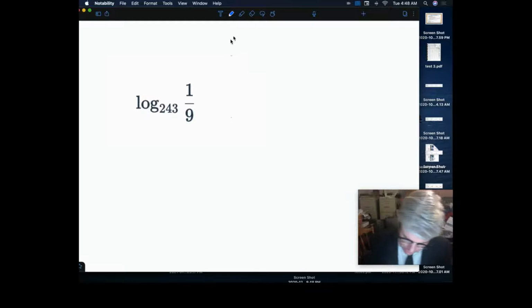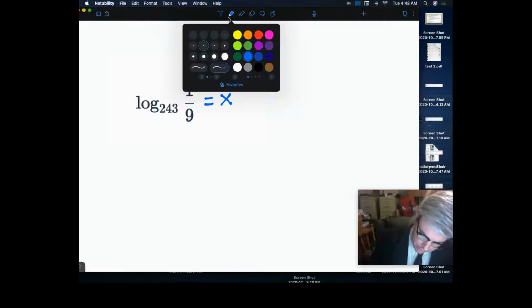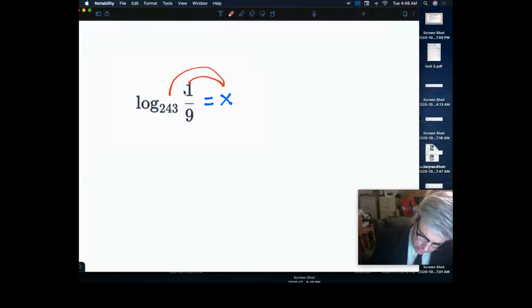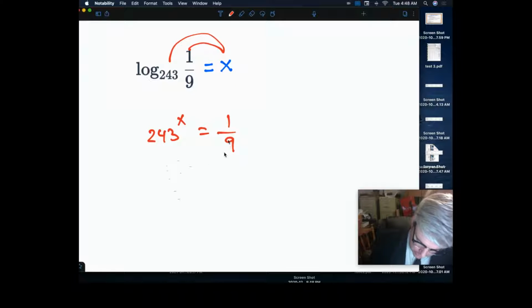All right. So the next one, log base 243 equals 1 over 9. I'm going to say this one is equal to x and claw it. So 243 to the x equals 1 over 9. In your mind, you want to think to yourself, how can I get these to be the same base? Well, I know 243 is 3 to the 5th. I know 1 over 9 is 3 to the negative 2.